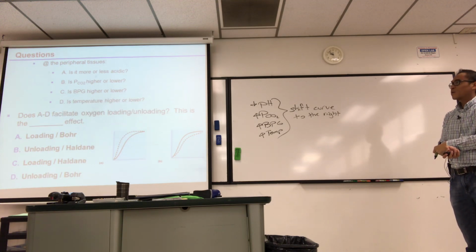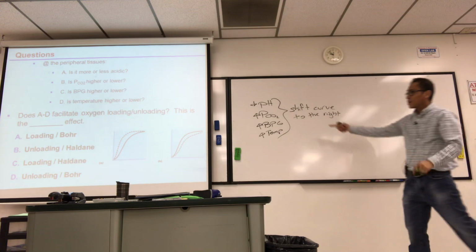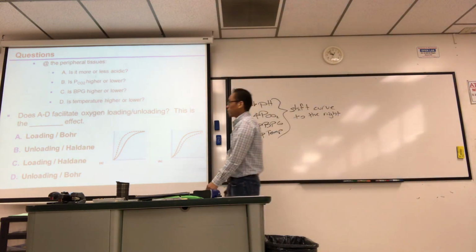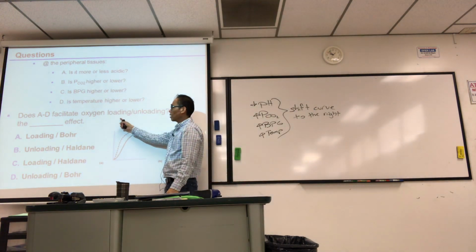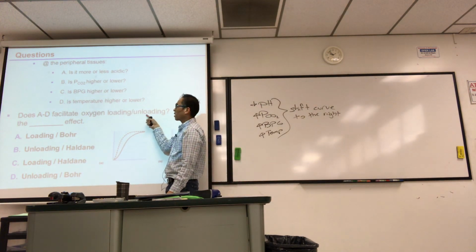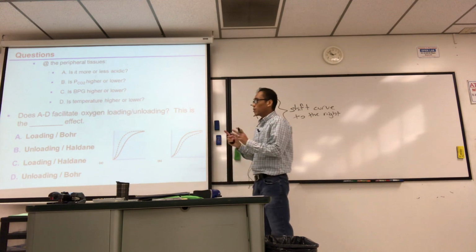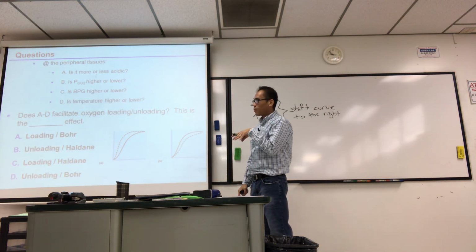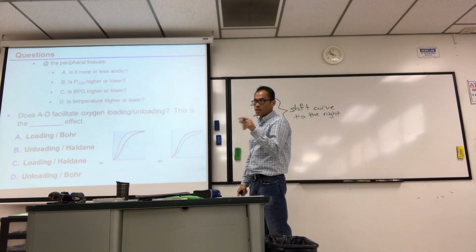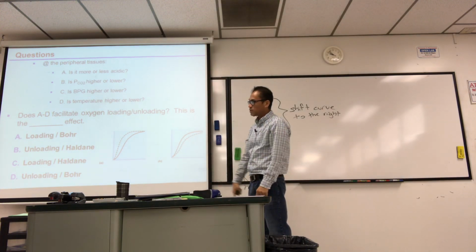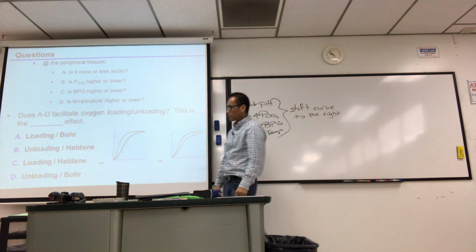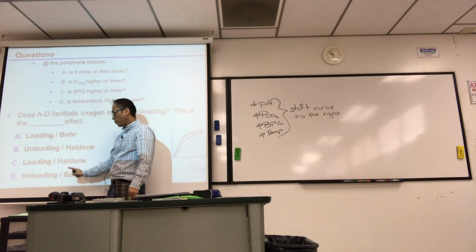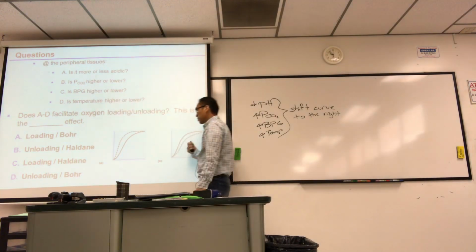Okay, so A through D, these four things here, does it facilitate, circle one that's correct, oxygen loading or oxygen unloading? Oxygen unloading, that's correct. You get more unloading. Did we call that Bohr or Haldane? Bohr. We did call it Bohr. So which choice is correct? D is a dog. More unloading, and we called that the Bohr effect. That was the rightward shift.